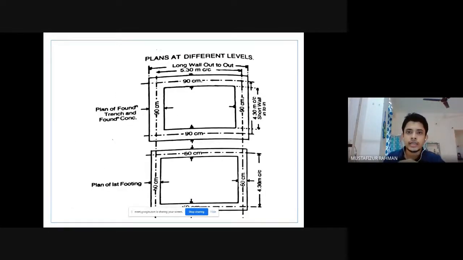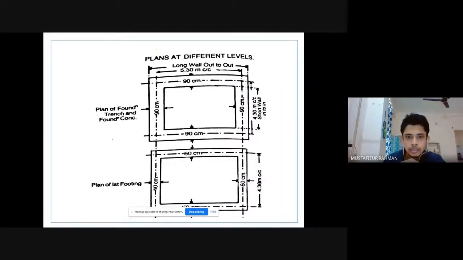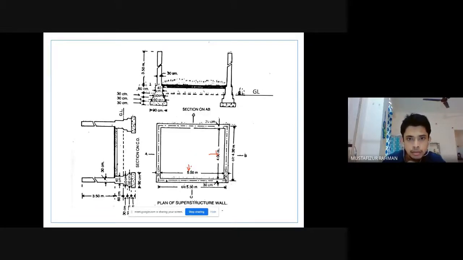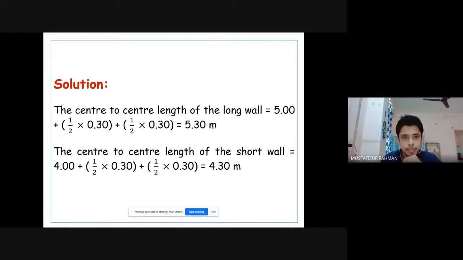The plan views at different levels are also given, at the foundation level, then at the first footing level, second footing level, etc. The thicknesses of different levels are given. This is the first level. This is 90 centimeter wide. Then 60 centimeter, then 50 centimeter wide, then 40 centimeter is the thickness, then 30 centimeter. This way, all the plan details of the drawings are given to us.